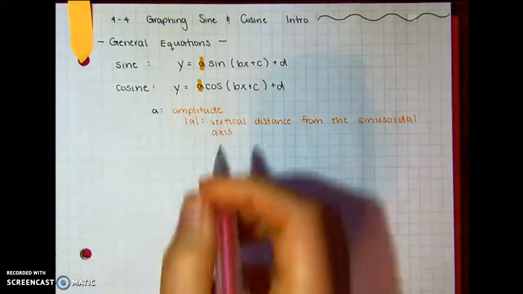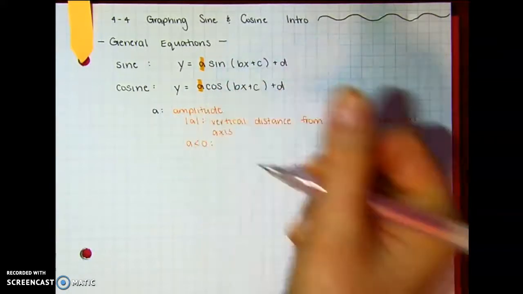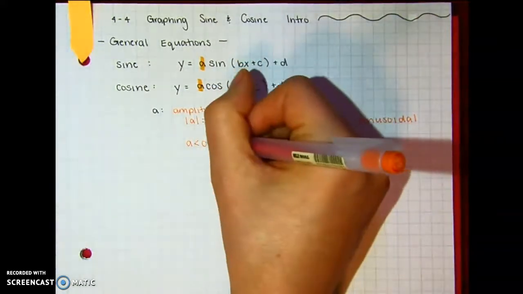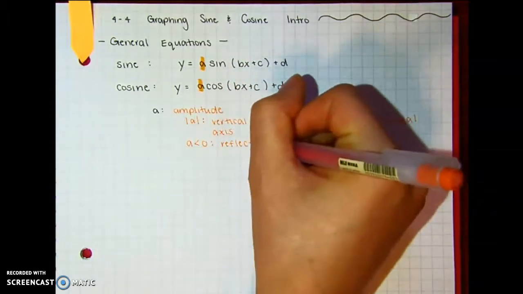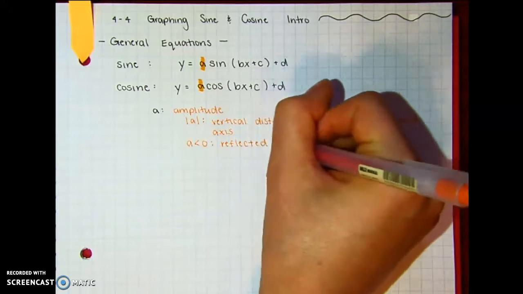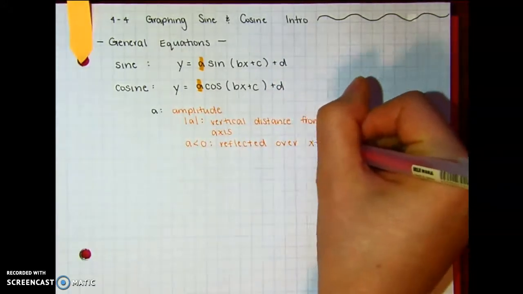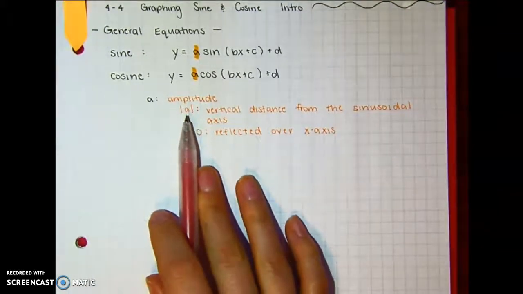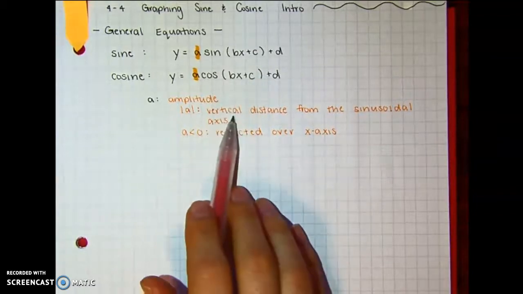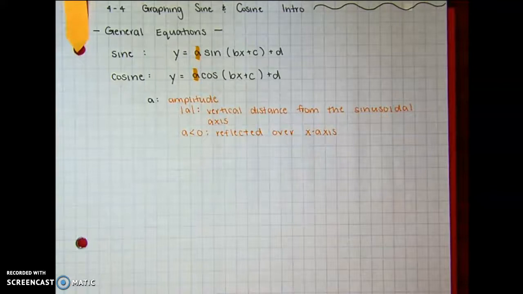And if it's negative, A is less than 0, the negative part is a reflection over the x-axis. So A itself is going to affect the amplitude, and that's the distance from the sinusoidal axis, which, if you don't know what that means yet, makes sense because we haven't done it. We'll talk about that soon.